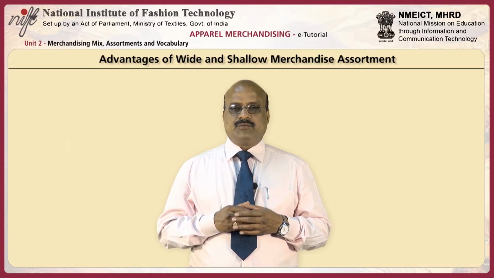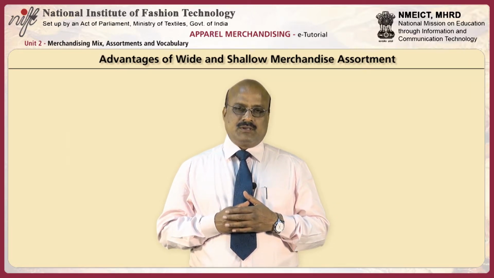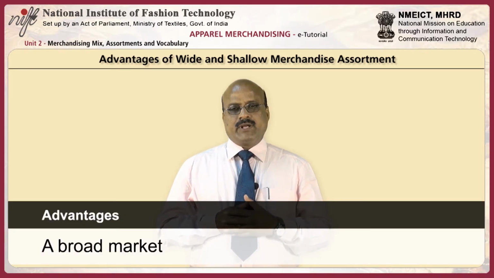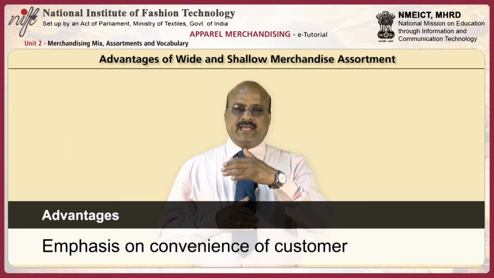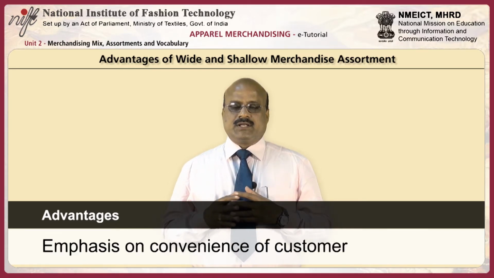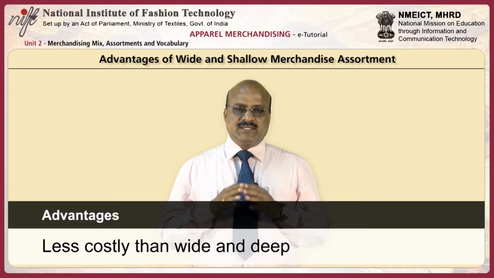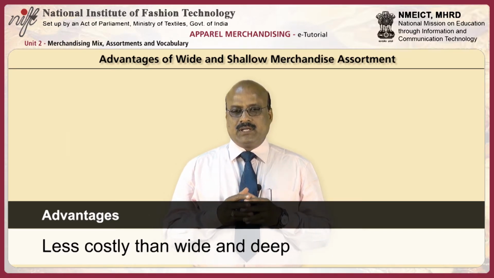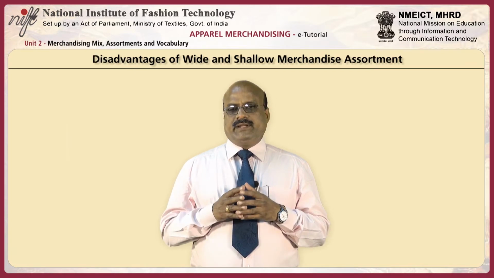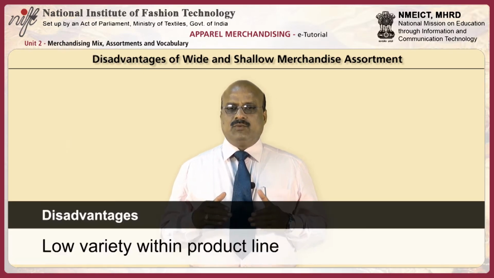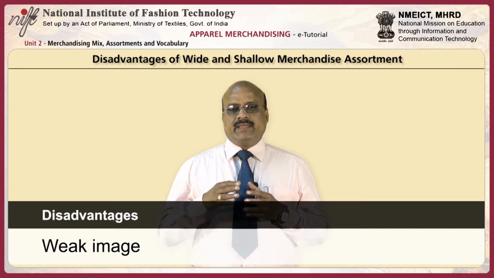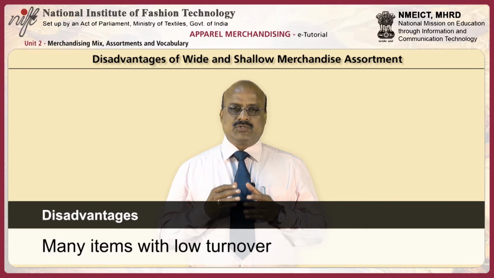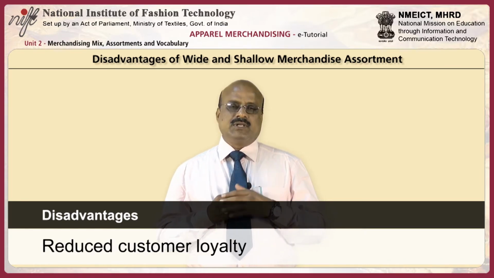The advantages of wide and shallow assortments are: they have a broad market, have a high level of customer traffic. The emphasis is on convenience to the customers. They are less costly than wide and deep, and it is one-stop shopping. The disadvantages of these are: they have low variety within the product line, there could be some disappointed customers, they have a weak image, items stocked are many with low turnover, there is a reduced customer loyalty.